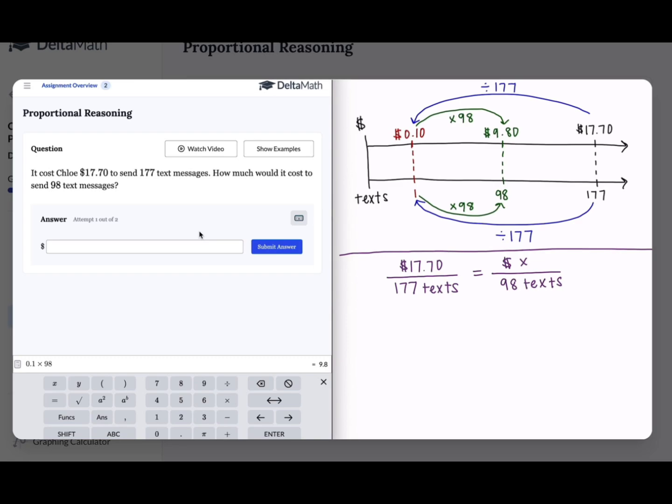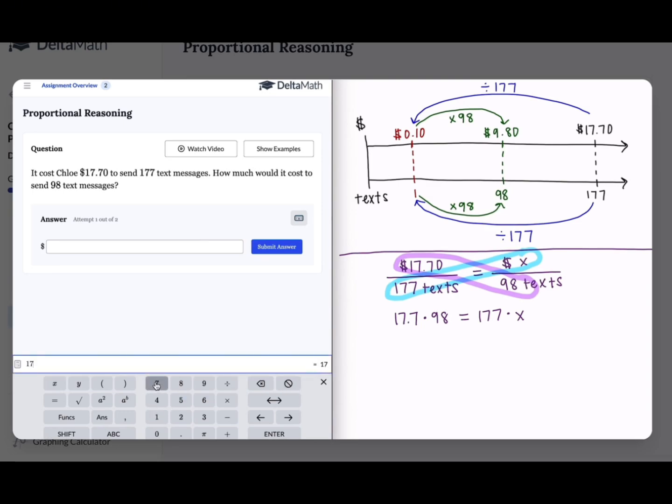Cross-multiplication is a technique we use in math to solve equations where you have two fractions equal to each other, like we do here. We will multiply the numerator of the first fraction by the denominator of the second fraction, then set that equal to multiplying the denominator of the first fraction by the numerator of the second fraction. So in our problem, we will multiply 17.7 and 98 and set that equal to 177 times x. Multiplying diagonally like this forms an X shape, so that is why we call this cross multiplication.